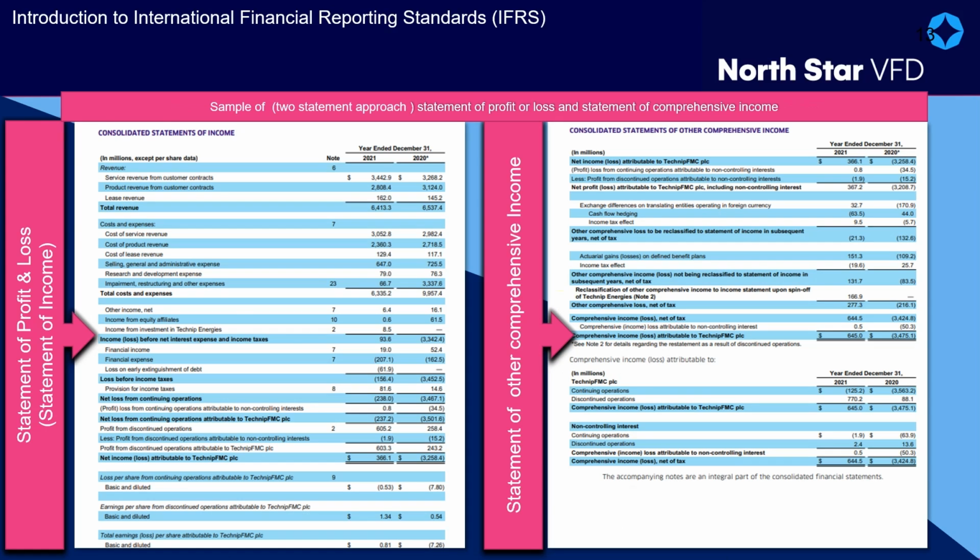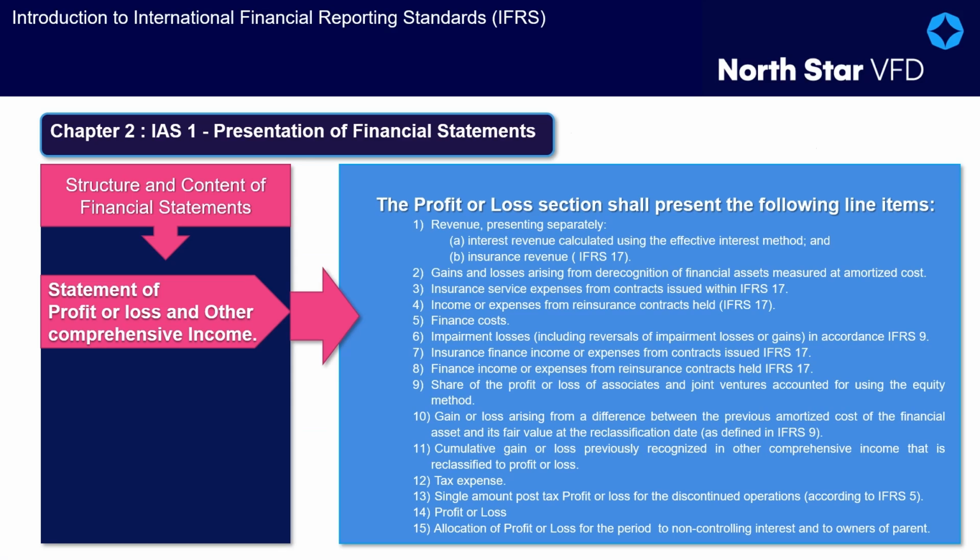Information to be presented in the profit or loss section. As is the case for the statement of financial position, IAS 1 sets out certain items which must appear on the face of the statement of profit or loss, and other required disclosures which may be made either on the face or in the notes. The statement of profit or loss should include line items that present the following amounts for the period. 1. Revenue, presenting separately.